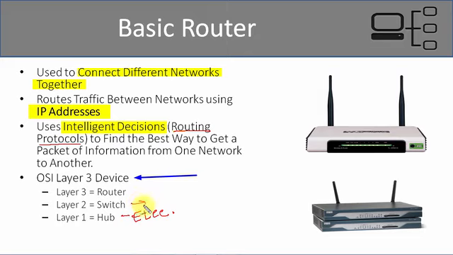A switch, on the other hand, communicates with MAC addresses. And so that's layer 2. And then layer 3, they communicate with IP addresses. And so that's the difference. By the time that we get up to layer 3, routers are going to communicate with IP addresses. On layer 2, once we get a little lower, switches are going to communicate with MAC addresses. And on layer 1, hubs just send electrical signals out. So that's what a basic router is, that's what it does, and that's how it works.